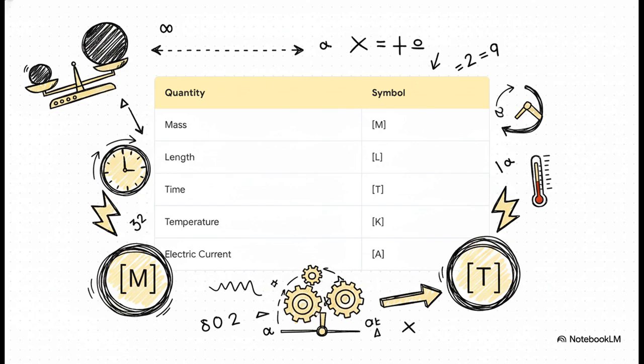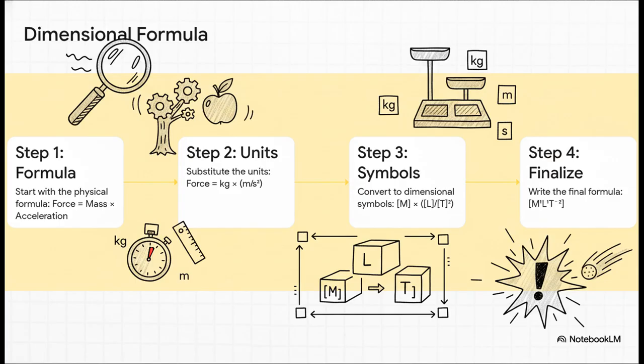Now, to write these formulas, we use these simple symbols, and this is super important. These are dimensions, not units. Any mass at all, kilograms, grams, whatever, has the dimension of mass, which we write as a capital M in brackets. Any length is L. Any time is T. Temperature is K, and electric current is A. But honestly, for most of what we do in mechanics, you just need to worry about the big 3, M, L, and T.